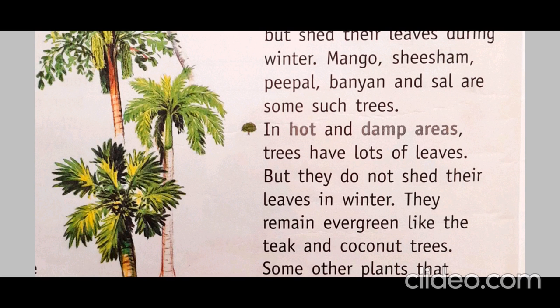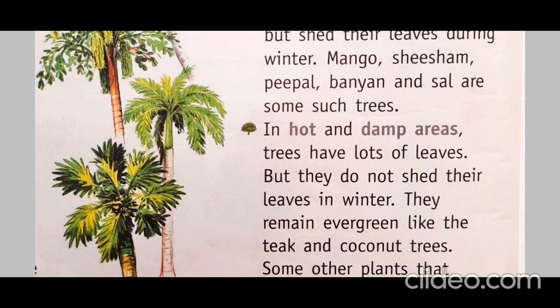The plants which are growing in hot and damp areas have lots of leaves, but they do not shed their leaves in winter. In the plains, the trees shed their leaves in winter, but the plants growing in hot and damp areas do not shed their leaves. They remain evergreen, like the teak and the coconut trees.